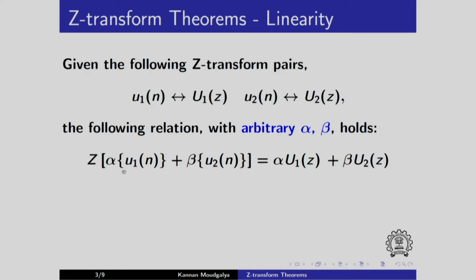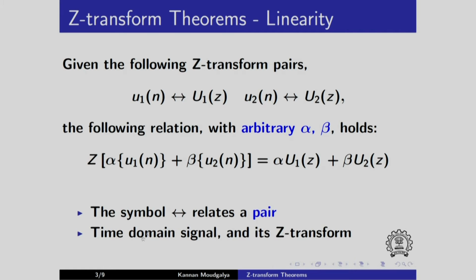of the individual sequences. Here the symbol with two arrowheads relates a pair, it relates a time domain signal with its Z transform. We will use this symbol frequently in this course.